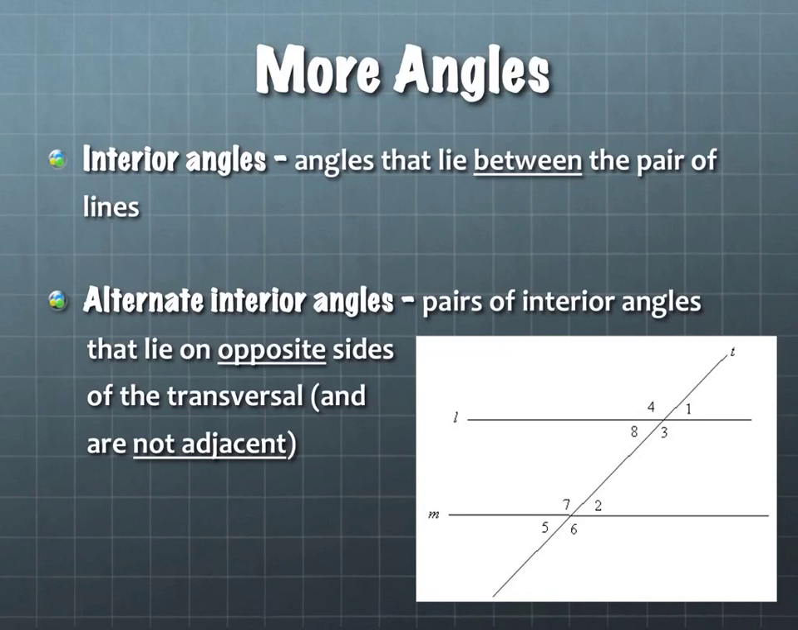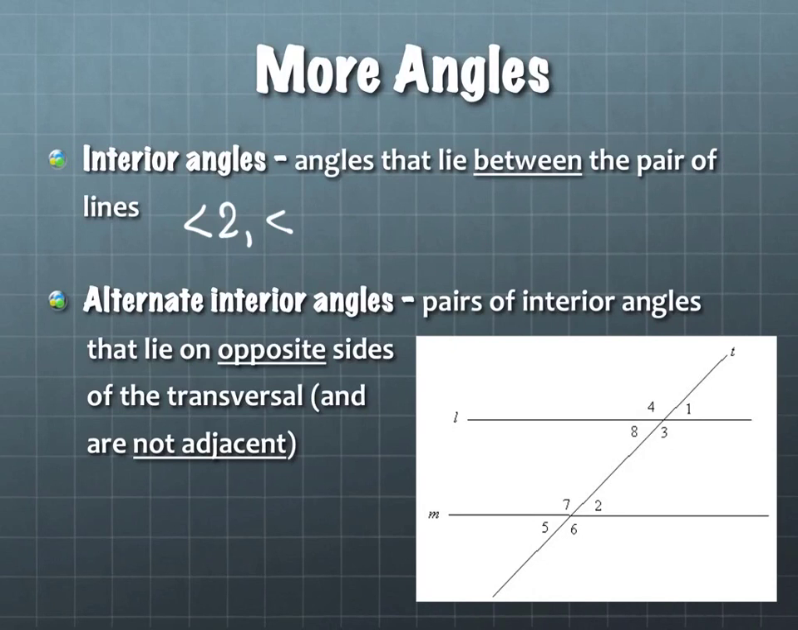Fantastic. All right, first one is interior angles. Interior angles are angles that lie between the pair of parallel lines, or between the pair of lines. So this pair of lines, what are the angles that lie in between the pair of lines?